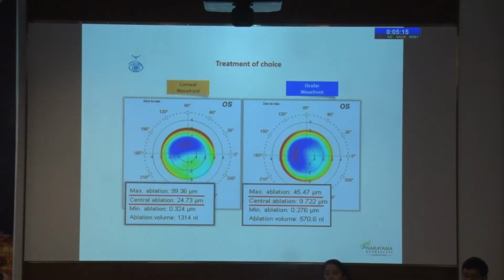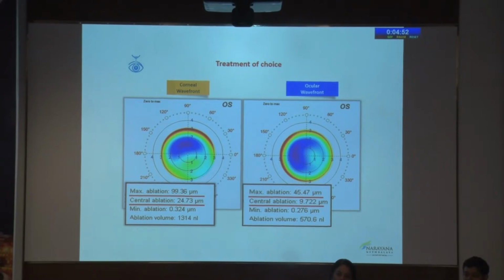Ultimately, you get a treatment plan which may be completely different, because this is based on what the lens is compensating, and this is based on what the cornea is. If you're looking at a Topolyzer, you'll probably be doing this. If you're using a Schwind, you look at these two things and you can see the ablation pattern reduces by half or even more.